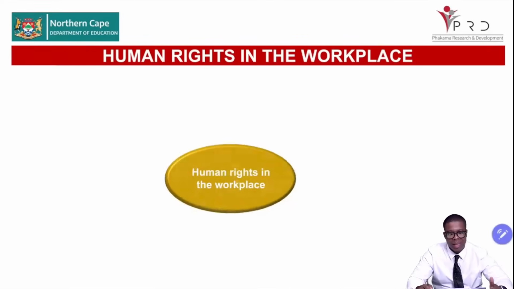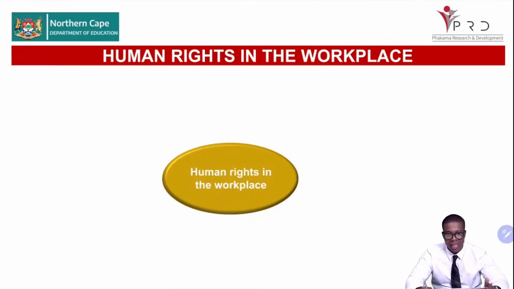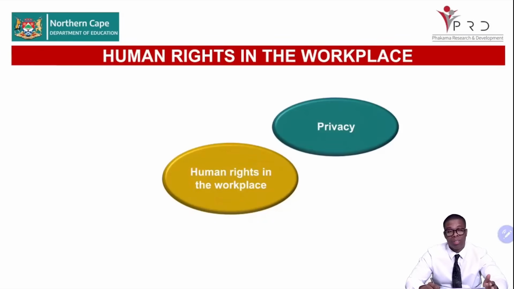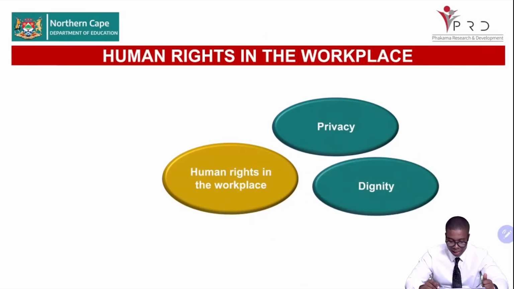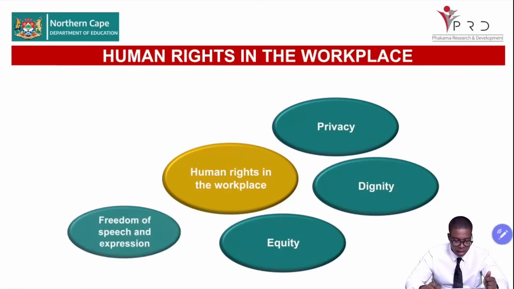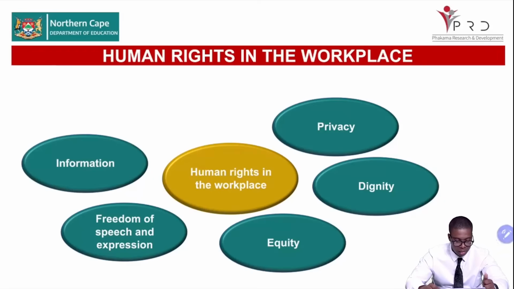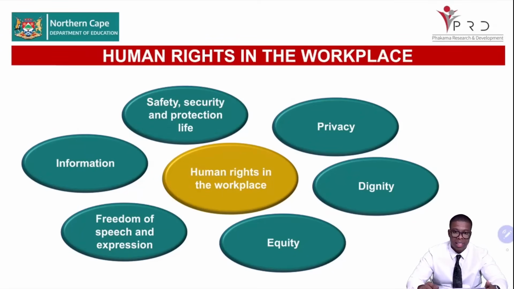Then we look into human rights, inclusivity, and environmental issues, and start with the human rights in the workplace. You should know the right to privacy, dignity, together with equity, and freedom of speech and expression, together with information, and the right to safety, security, and protection of life. How should you write it, learners? Safety, security, and protection of life. I repeat, safety, security, and protection of life. These are the human rights that you should know, and we focus on these human rights to say, how can the business deal with them?